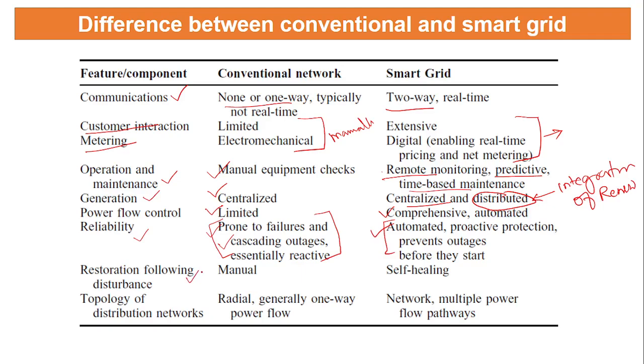Restoration following disturbance. For example, if there is an outage problem in our line, the electricity man has to come to our post and recover everything manually. If the smart grid is there, it is a self-healing mechanism. If any fault happens, it immediately trips off, and after that it will be restored automatically with the help of the equipment available on all the posts. And the topology of the network, we can say, is radial in the conventional grid. Here it is a network.